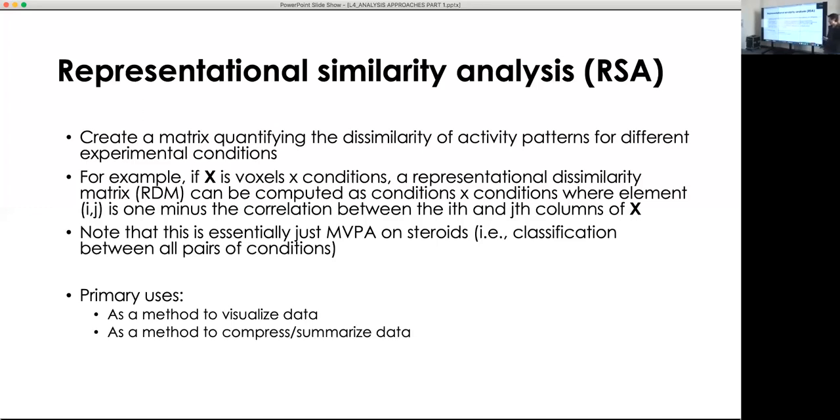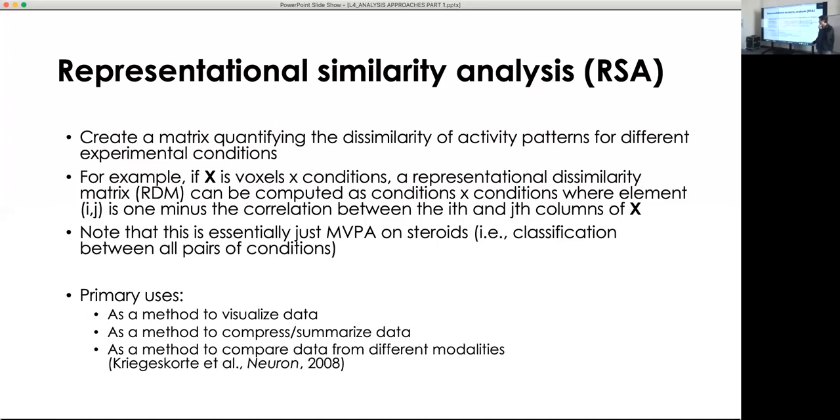Going along with that, you can think of it as compression and summary. And then primarily it's been proposed by Nico as an analysis approach to start putting different types of data on the same footing. So like EEG and MEG and fMRI and a computational model and behavioral, all this stuff. You can construct this matrix based on different measurements, and then you can compare, right? So that's the conceptual level.